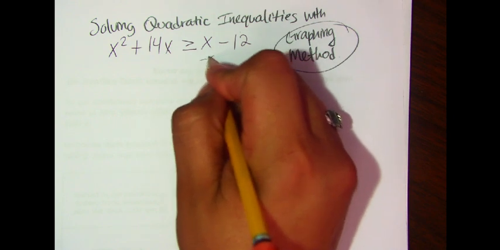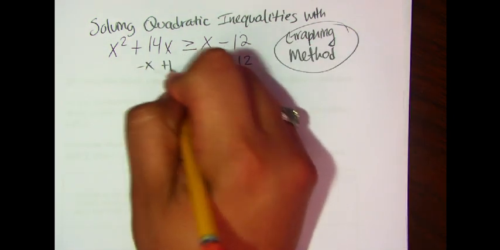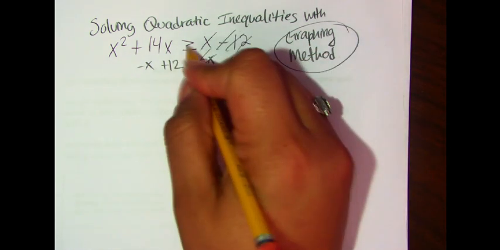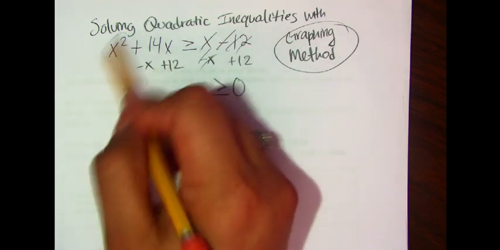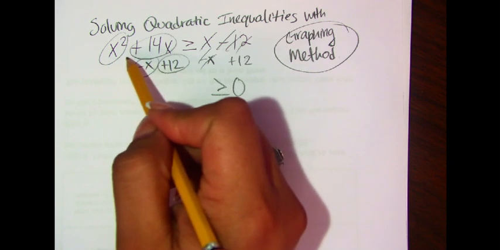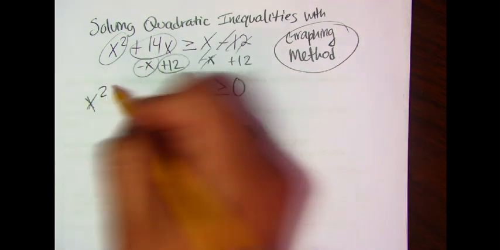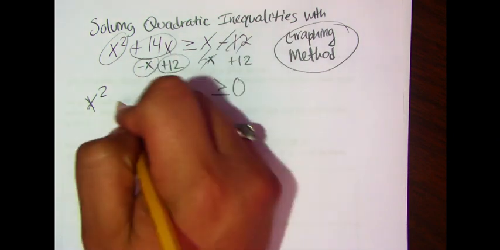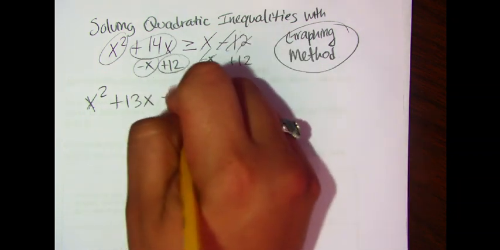We want to subtract the x to the other side and add 12 to move it to the other side. So that cancels these, and now you have the 0 by itself. The inequality stays the same. Over here we have 4 parts, and now we need to rearrange them and combine like terms as needed. So the first thing you want to write is x squared. That's the highest degree, the highest exponent, and then after that is the x's, which is 14x minus x, so a total of 13x. The 12 is by itself, so we're just going to put plus 12.